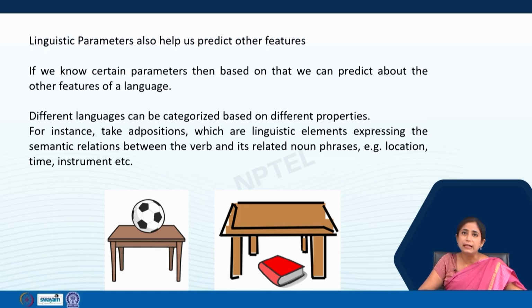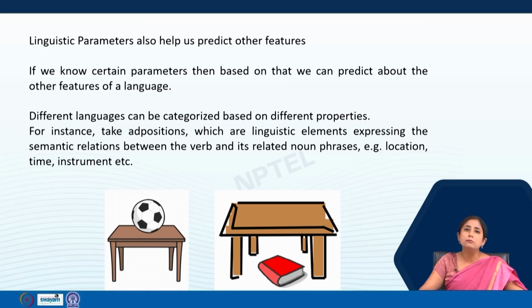Different languages can be categorized based on different properties. For instance, take adposition, which are linguistic elements expressing the semantic relation between a verb and a related noun phrase. So in this picture, you can see there is a ball and there is a book, both in relation to the table. Now please take a moment and think, how will you say the position of the ball and how will you say the position of the table? Try speaking it in both English and in your native language.